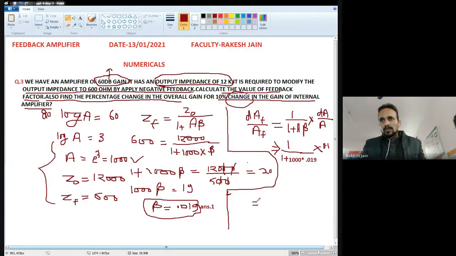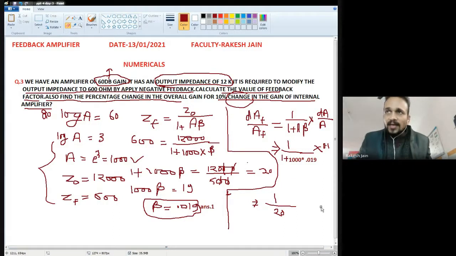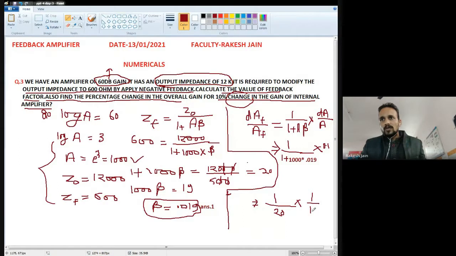so we will find out this 1 divided by 1.019. So the 0.019 multiplied by 1000 is 19, and because there is a 1 plus term, 1 plus 19 is 20. Multiply by 0.1, it means 1 upon 10. Okay. So it will be overall 1 upon 200.